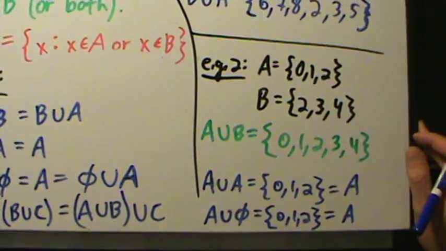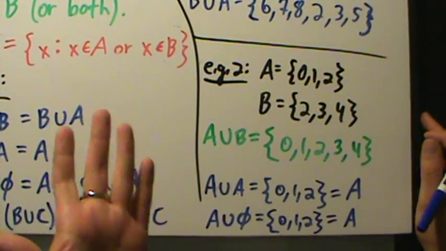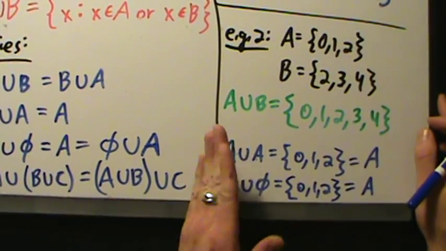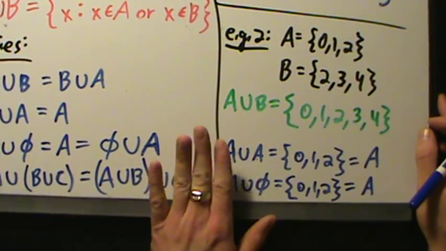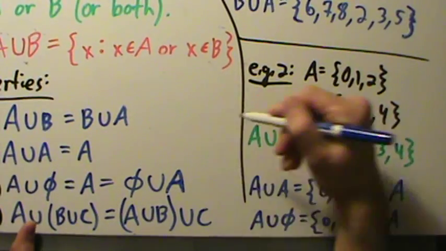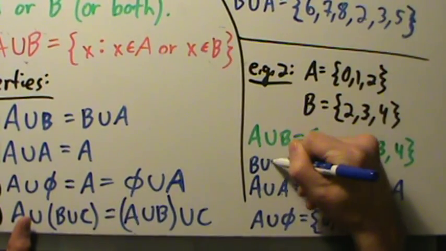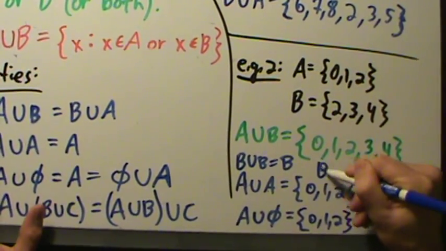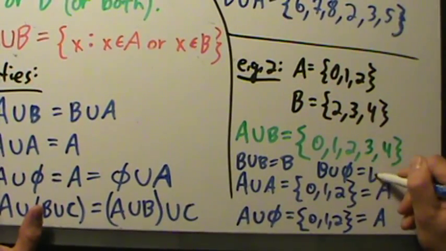And I'd like to point out, we're calling these sets A and B. It doesn't matter what we call the sets, so exactly the same property would be true if we use B's instead of A. So in other words, B union B, I'm kind of out of room here, but B union B is the same thing as just B, right? B union the empty set is the same thing as B.